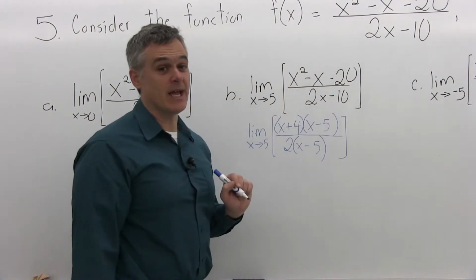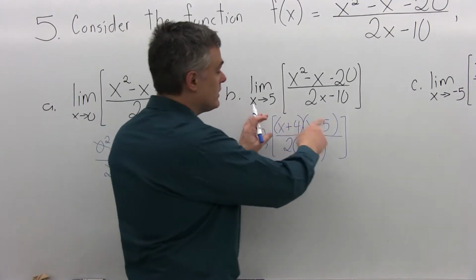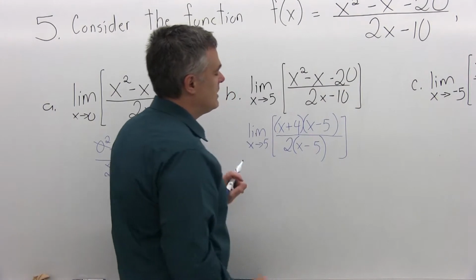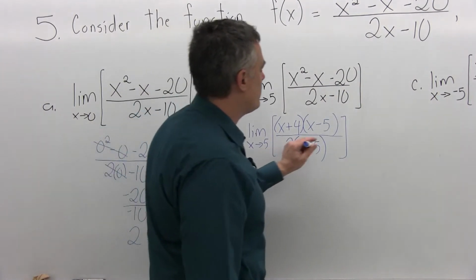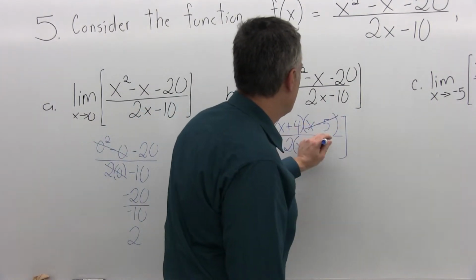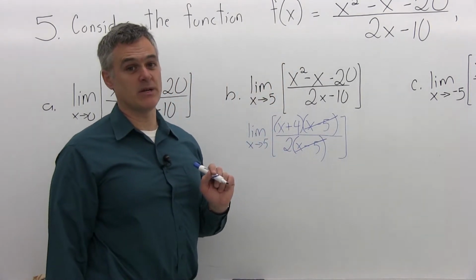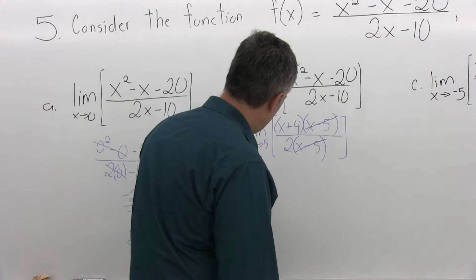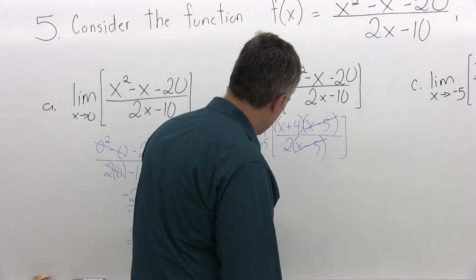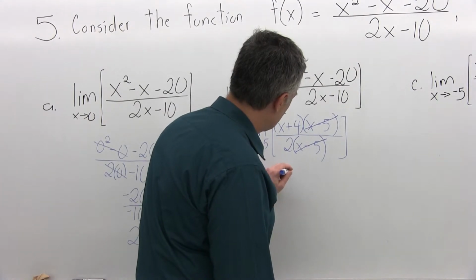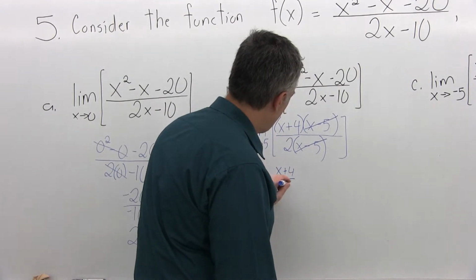And it turns out that I can do that. And you can verify, you can FOIL this out, and sure enough you will get x squared minus x minus 20. But now that I have this problem factored, x minus 5 in the numerator and x minus 5 in the denominator can be canceled. And now I want to take the limit as x approaches 5 of x plus 4 over 2.